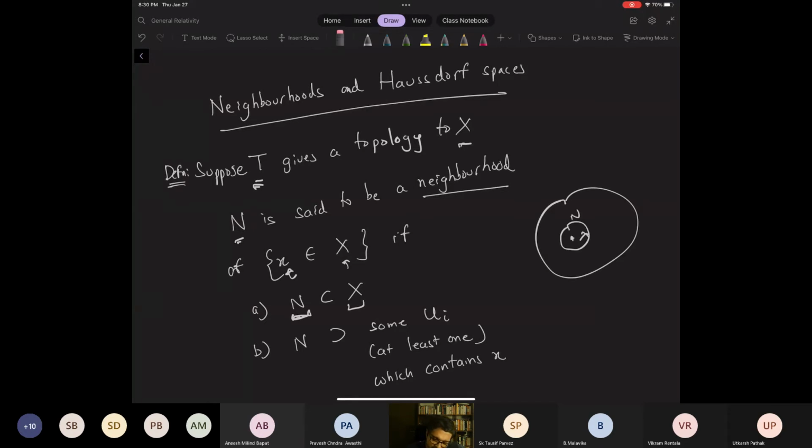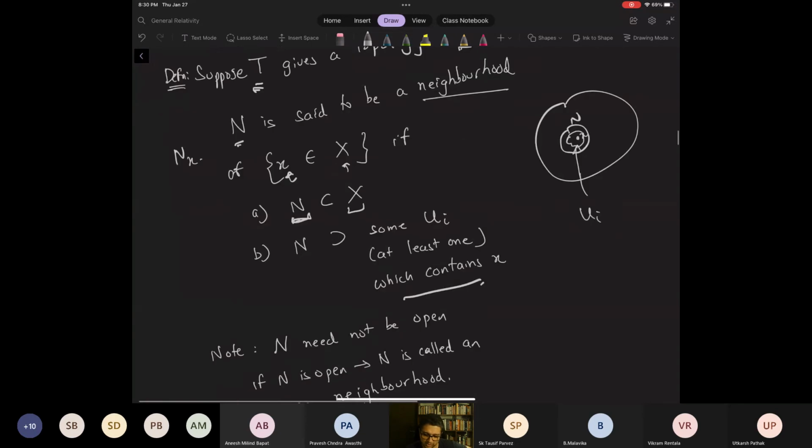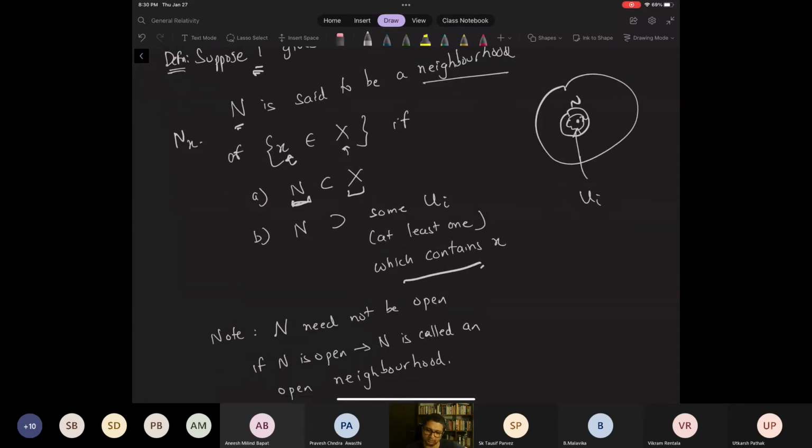So there's a point x, N is a subset of X. We have some point, small x, and the point is that this N has to contain some ui, some open set ui, at least one, which contains x. Then you define N as a neighborhood of the point x. So this N is a neighborhood of a specific point x. This neighborhood need not be open. That's the important point about the neighborhood. The neighborhood need not be an open set.